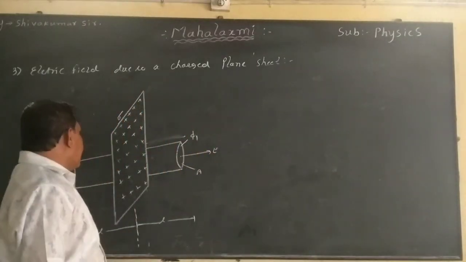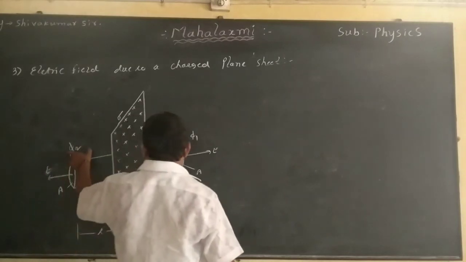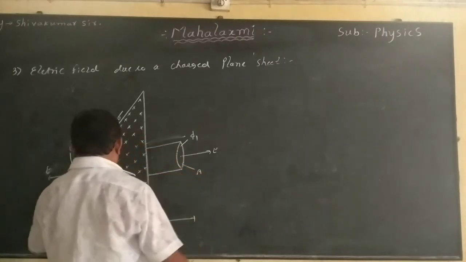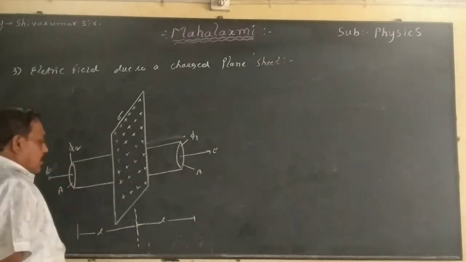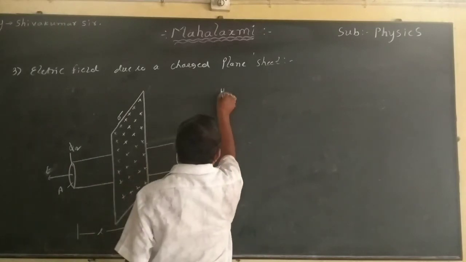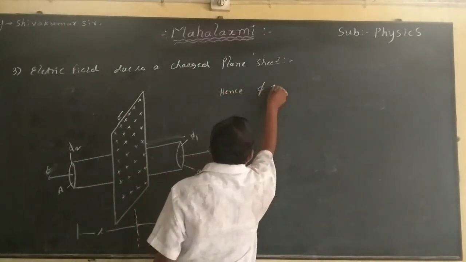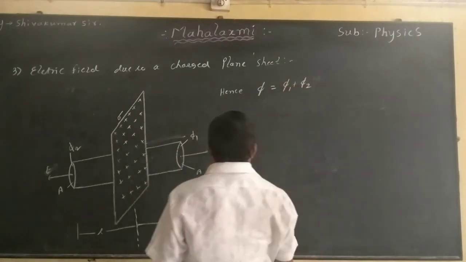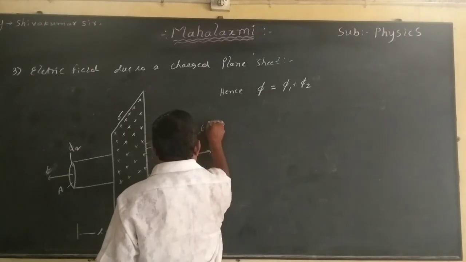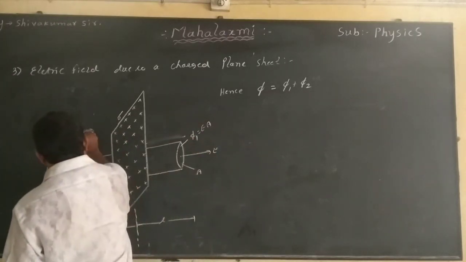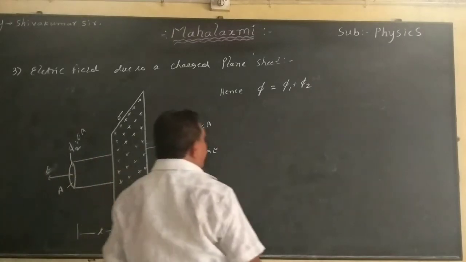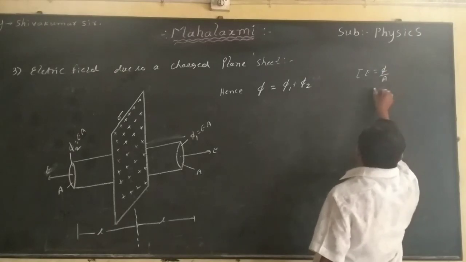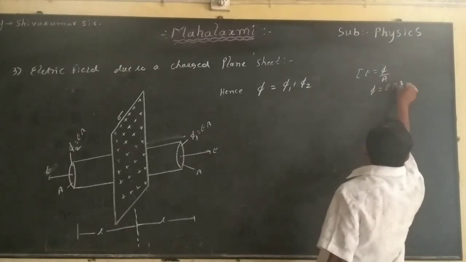So the surface density sigma equals charge per unit area. So we can go later on. Then total electric flux. Hence the total electric flux enclosed by both the surfaces is phi1 plus phi2. What is phi1? E into A. What is phi2? That is also E into A. Because the electric field equals flux per unit area.